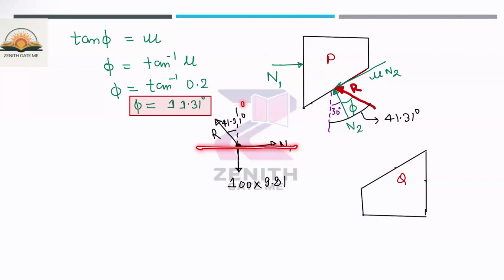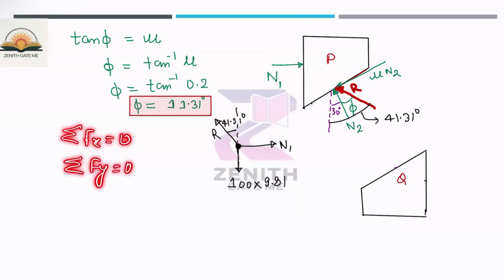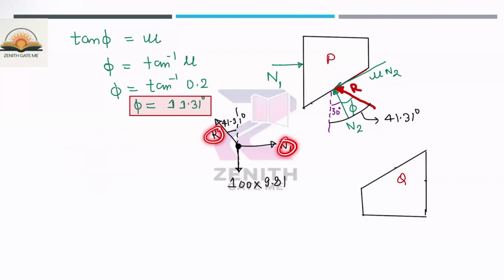Okay. Now you can use Lami's theorem, or you can solve by equating the forces in the x direction as well as the y direction. If you take the component of this R in the x direction, it will become R sin 41.31, and this value will be R cos 41.31. Just use the equation summation of force in x direction 0, summation of force in y direction 0. You will get the value of R as well as N1.